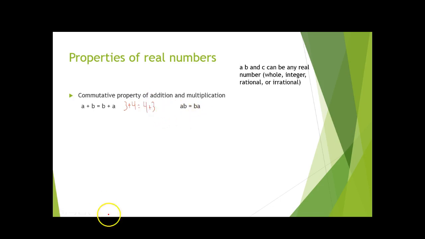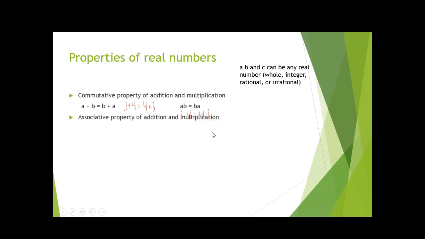There's also a commutative property for multiplication, and you'll notice that all of these are all addition and multiplication. There's a rule for adding, there's a rule for multiplying. They're pretty much the same. If I take 3 times 4, that's going to give me 12, which is the same as 4 times 3.